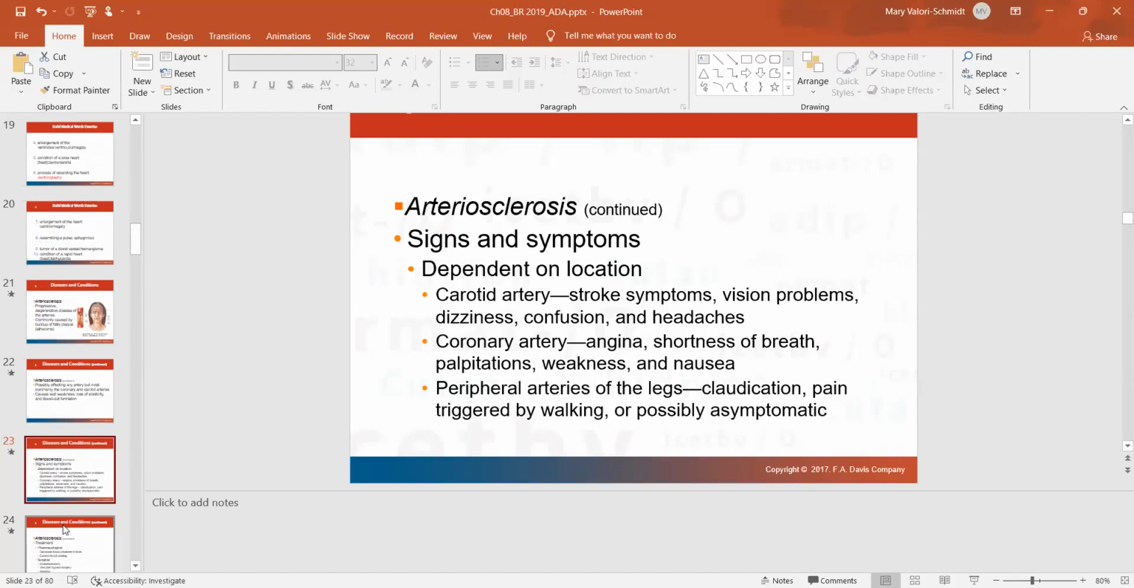Signs and symptoms. If it's the carotid artery that has arteriosclerosis, you're not getting enough blood flow to your brain. So vision issues, dizziness, confusion, headaches, stroke symptoms, slurred speech, those kinds of things. If you have arteriosclerosis in one of your coronary arteries, that is angina. So in other words, you'd have chest pain, shortness of breath, palpitation possibly, and weakness.